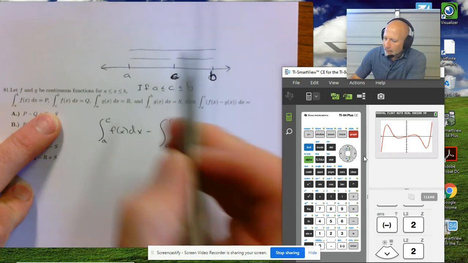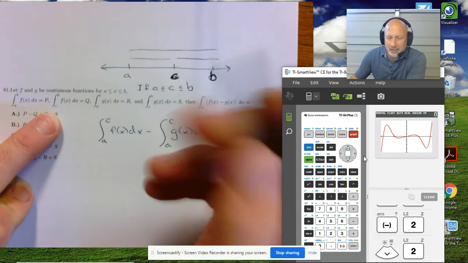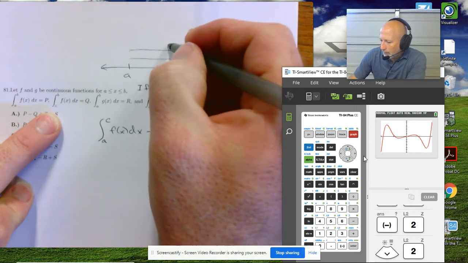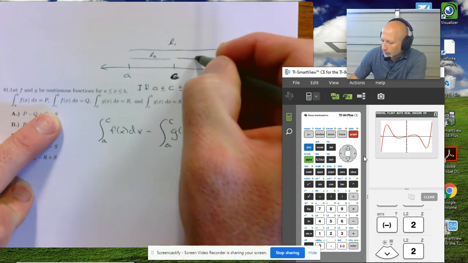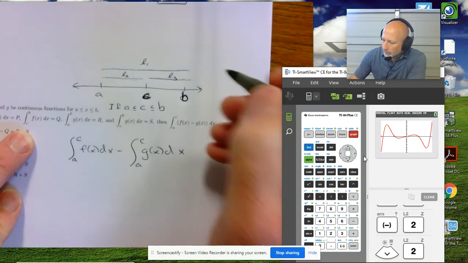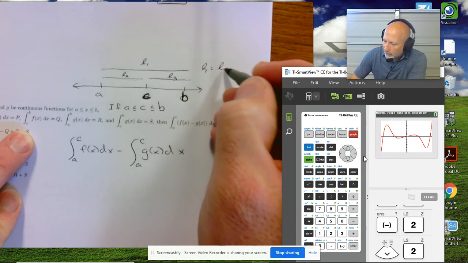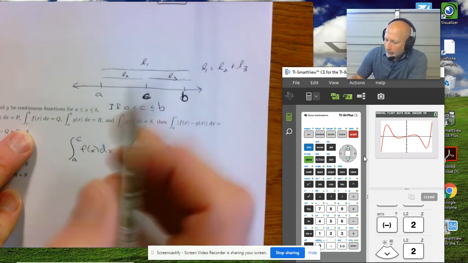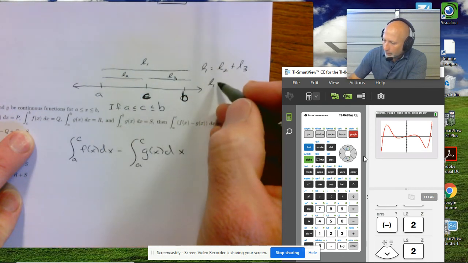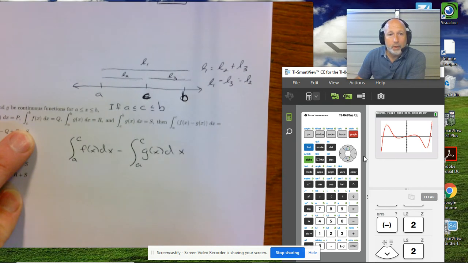So how can I take this length right here, and get to this length? Let me call these L1, L2, and L3, because they're lengths. So what do we know? We know that L1 is equal to L2 plus L3. And what I want to know is L2. So go ahead and solve for that. L1 minus L3 is equal to L2. So that's really what I want to know.